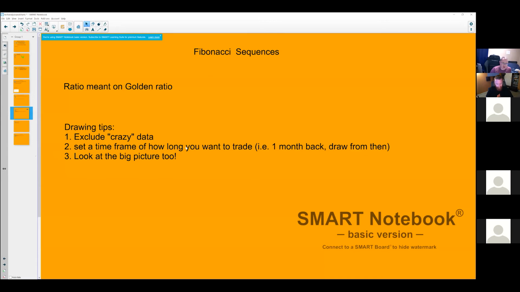Set a time frame of how long you want to trade for. So for example, if it's 1 month back, draw 1 month back. But there's also, and I know I said to exclude crazy data, but also look at the big picture. So I know these kind of cancel each other out, but you can draw them multiple times. But that's when it gets all crazy. So I would just say, look at your time frame and exclude any crazy data. So like pump and dumps, that's harder to draw.